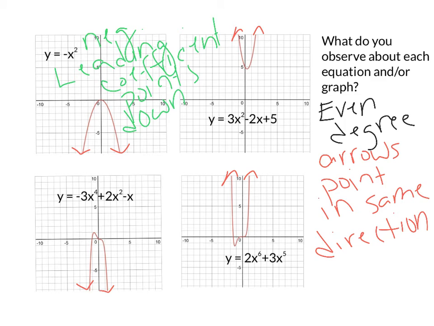And if we look at our 2 graphs on the right-hand side, we'll notice the leading coefficients were 3 and 2, so they were both positive. So if we have a positive leading coefficient, it'll point up towards positive infinity.